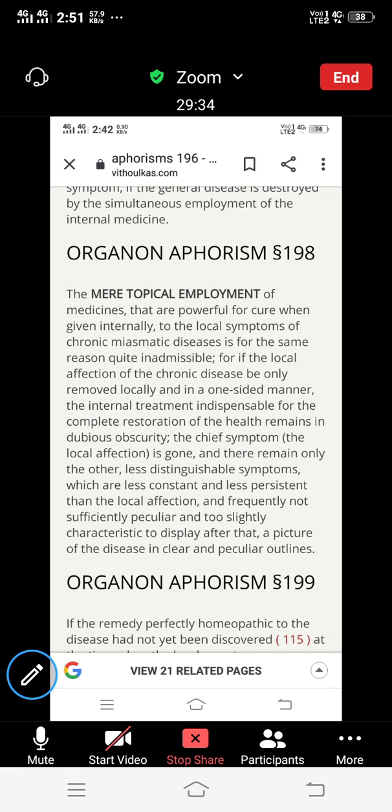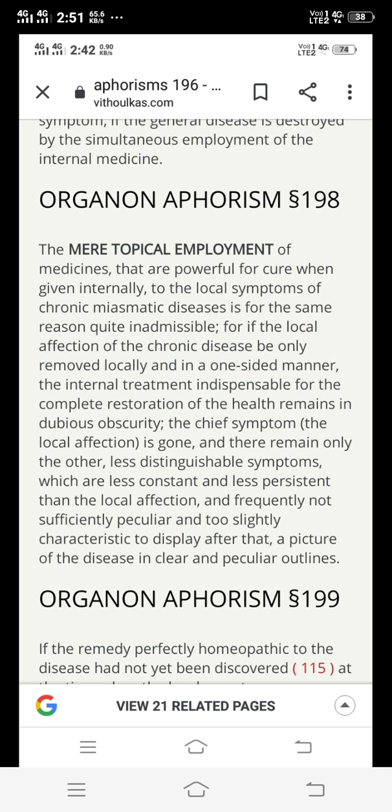So aphorism number 198, which explains about the local maladies, external application and harmful effects of it. It is the mere topical employment of medicines that are powerful for cure when given internally to the local symptoms of chronic miasmatic diseases is for the same reason quite inadmissible.